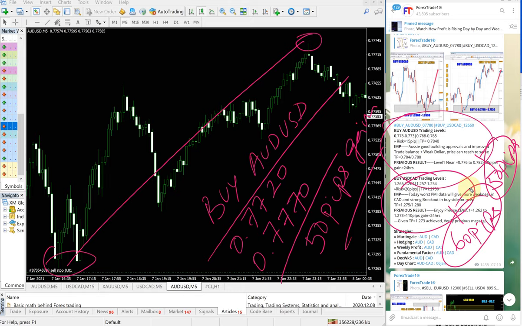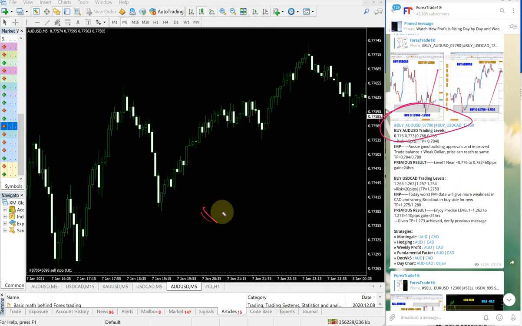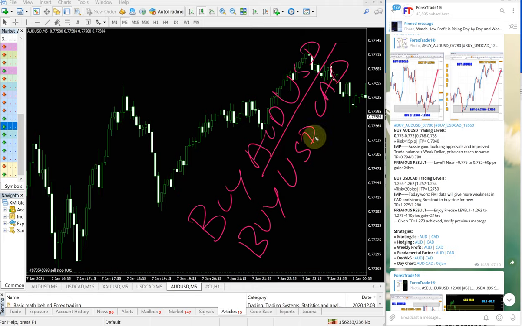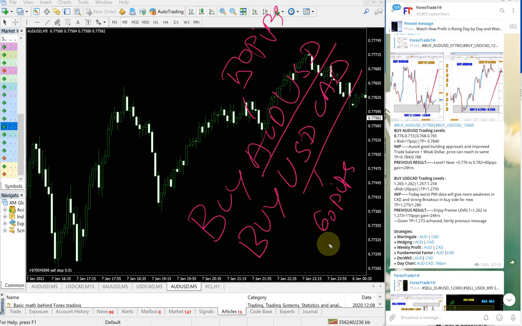And as we have said earlier also, these two, buy AUD USD and buy USD CAD, are our hedge pair. Usually in hedging, one will perform and another may not perform. Again, in today's case, both the signals performed in our given predicted direction and gave very good profit: 50 pips on AUD and 60 pips on USD CAD. So both the signals performed.